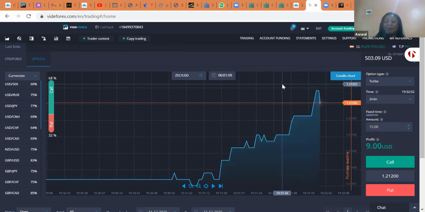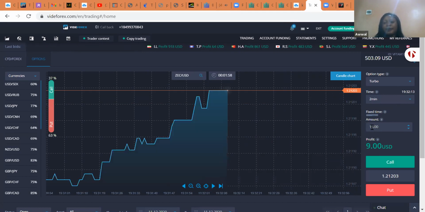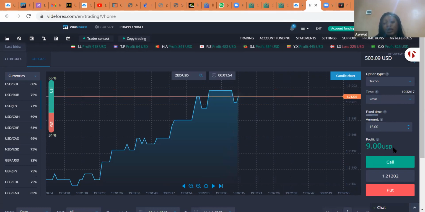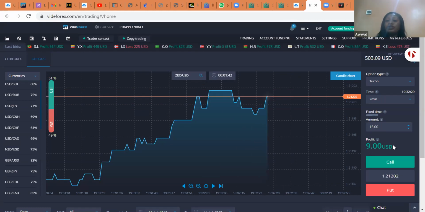Do not risk more than 3% per trading time. Very important. Now, immediately I click on $15, I said I want to invest $15 in this market. You would see that below, it brings out a profit of $9. This simply means that if I invest $15 and I win this trade, I am going to be making an extra $9 on this trade.